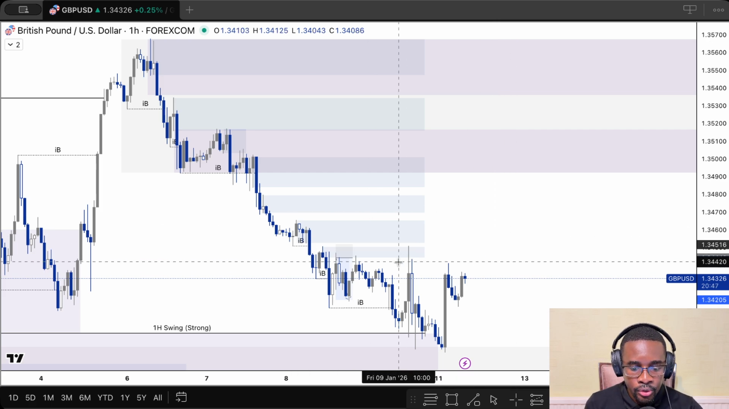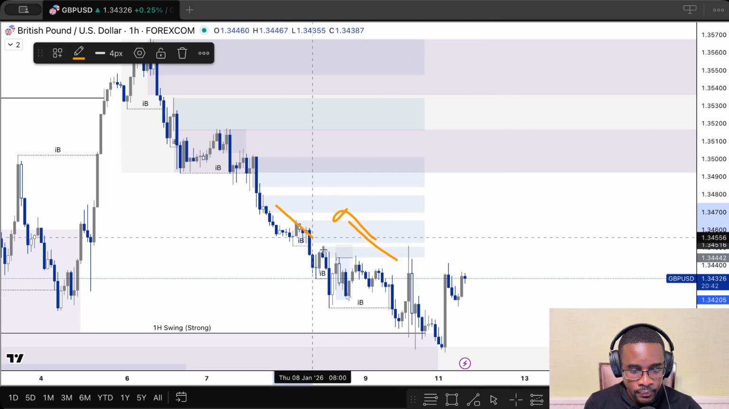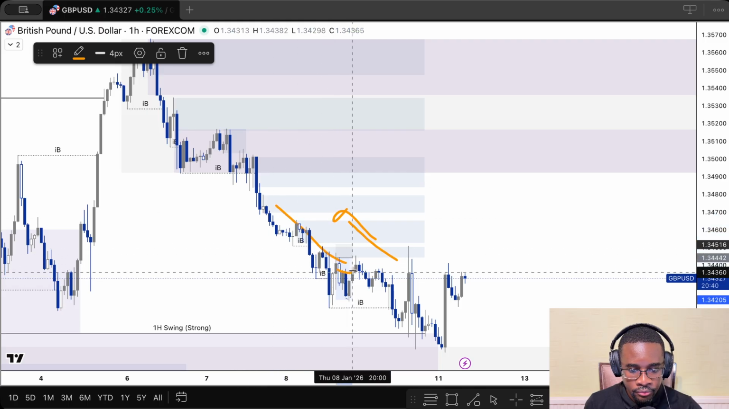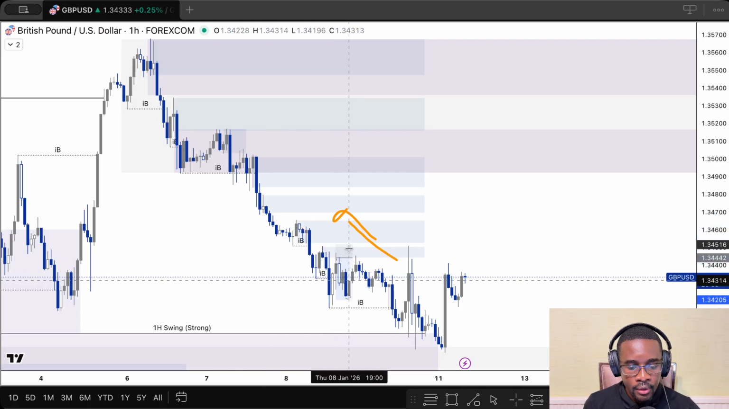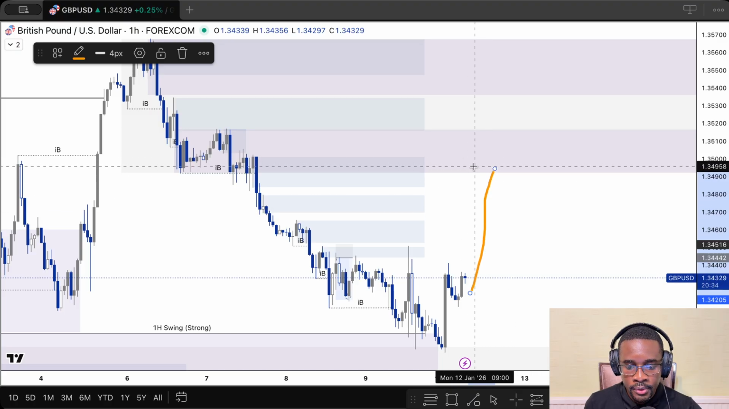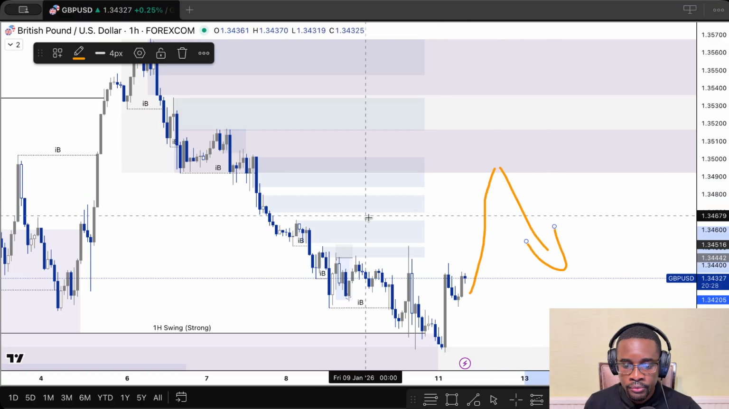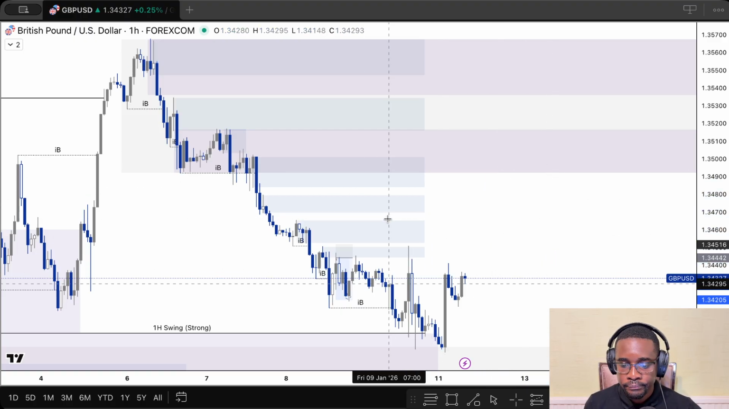However, there's a lot of compression along the way. So because of that compression, we really don't have big imbalances. So we could expect that price would just run all the way, at least to mitigate this extreme POI, which I think would be a better probability for us to look for our shorts.